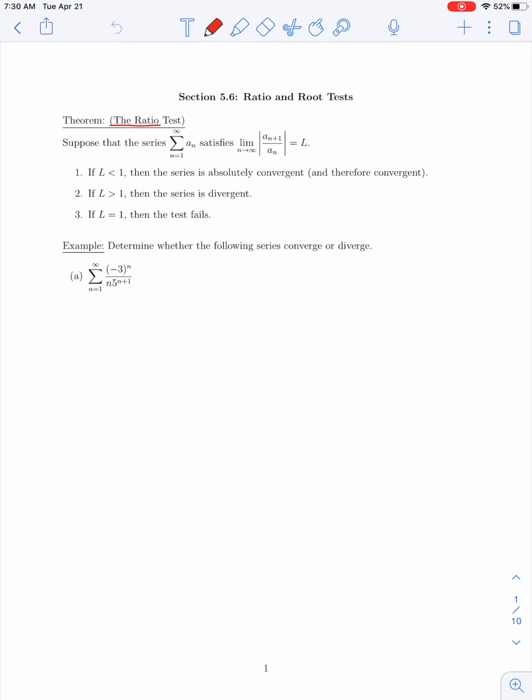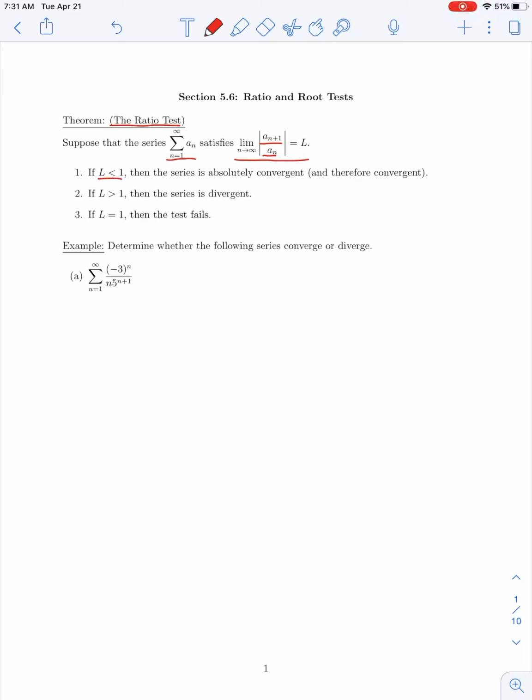Here, this next theorem is the ratio test for series. It says if we have a series, say the sum from n equals 1 to infinity of some general term a sub n, and the limit as n approaches infinity of the absolute value of the ratio of successive terms, that is, the term a sub n plus 1 divided by a sub n, is equal to some number L, then we have three possible results for this ratio test.